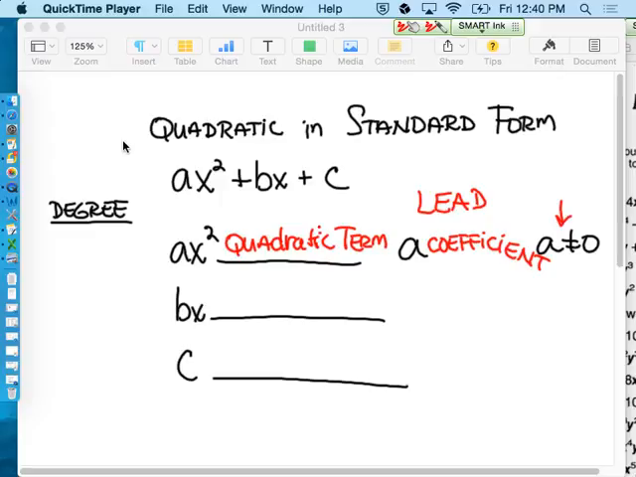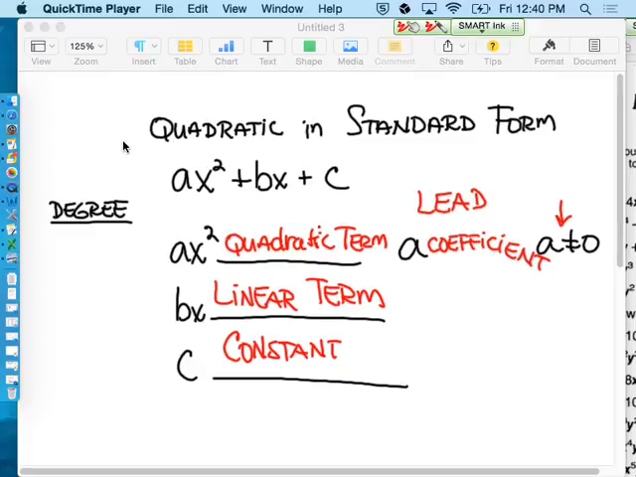A cannot equal 0 because if A equals 0, then it's no longer a quadratic, then it's simply a linear equation. So the term Bx is called the linear term. And then C is called the constant.